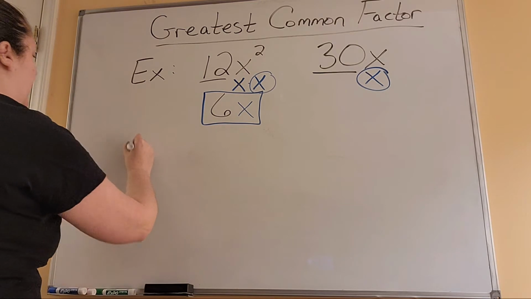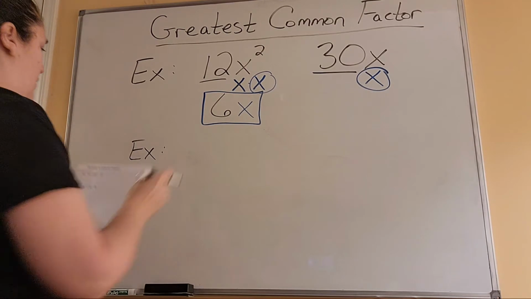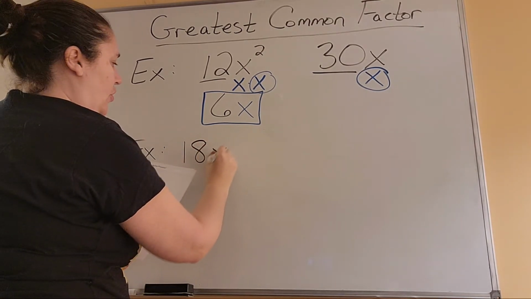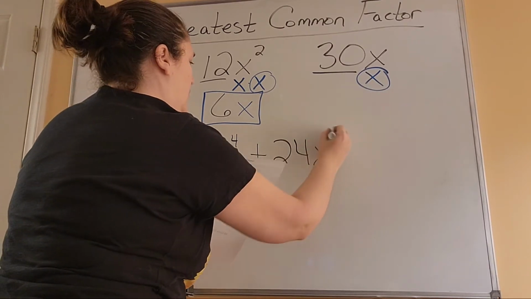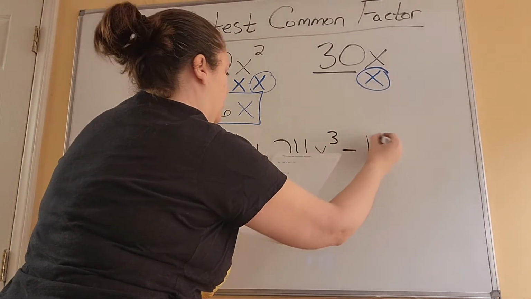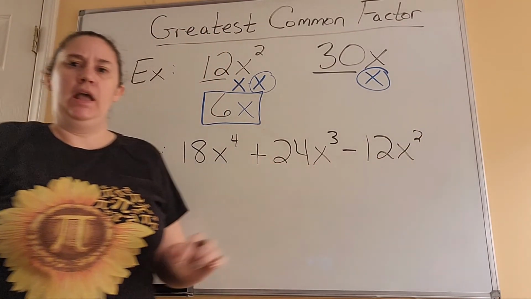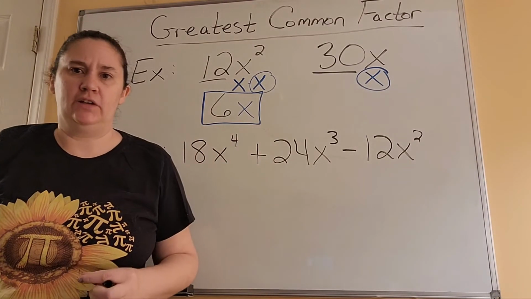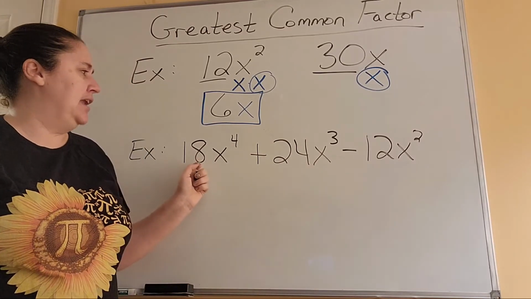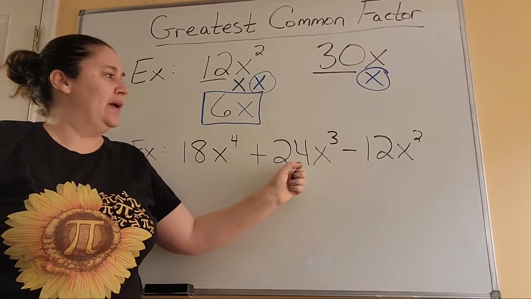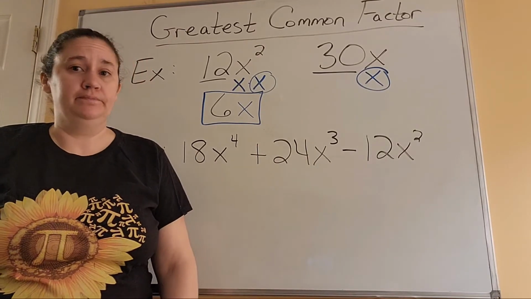I want us to find the greatest common factor of the terms in this polynomial. These are the type of problems you're going to see in your workbook today. They're going to give you a polynomial, and they're going to say, find the greatest common factor of the terms in the polynomial. This is 18x to the 4th power plus 24x to the 3rd power minus 12x squared.